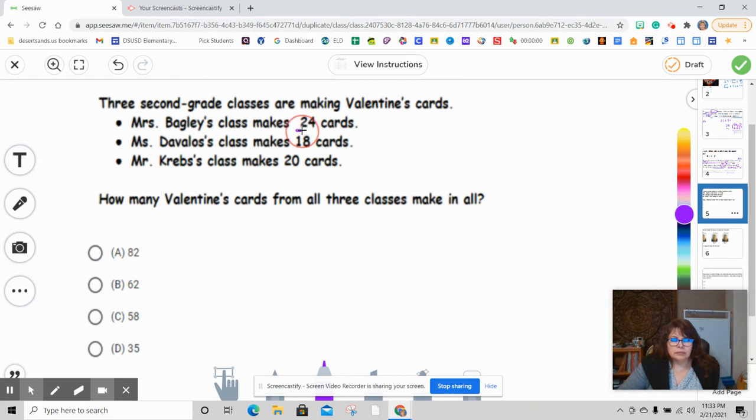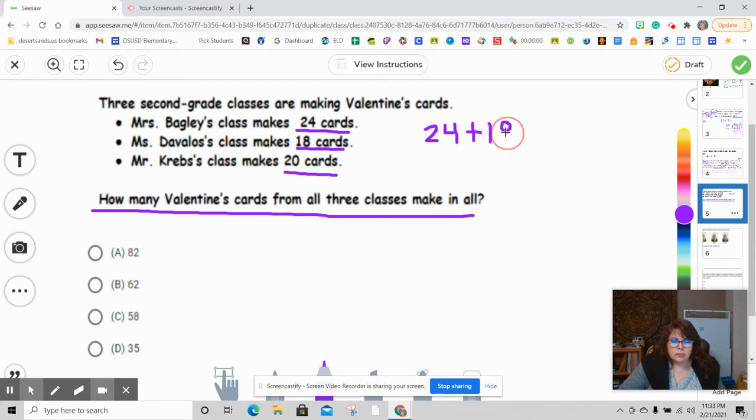So I want to know in all of all 3 classes. So I have 24 in Mrs. Bagley's, 18 in Miss Davalos' and 20 in Mr. Krebs'. So I need to know that it's 24, and then I need to add Miss Davalos' class, which is 18, and then I need to add also Mr. Krebs'. Now, because I have more than 2 add-ins, I'm gonna do the first 2. That means I'll do this 24 and 18.